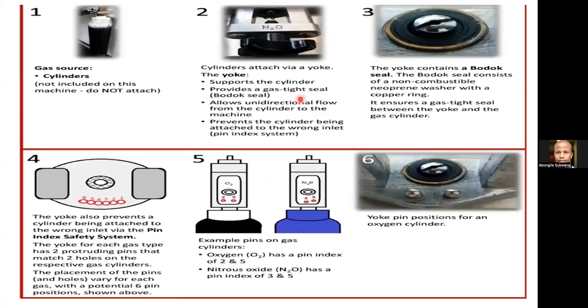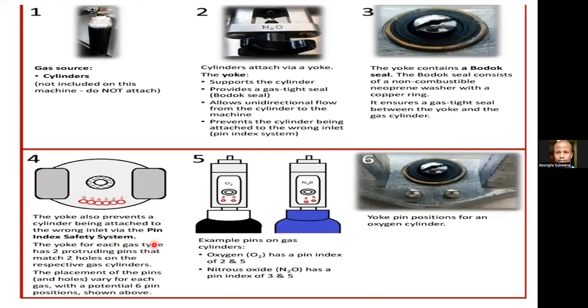So this is the yoke. It's something like this. And we've already mentioned its functions: supports the cylinders, tight seal, allows unidirectional flow, and prevents you from giving a hypoxic gas mixture. And it also has this Bodok seal. It looks like this.